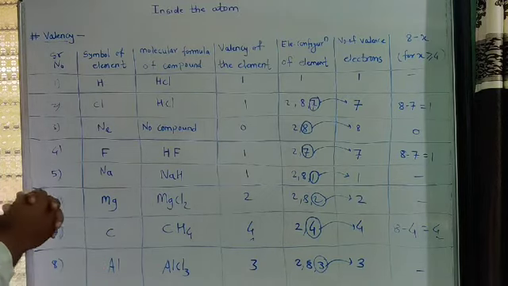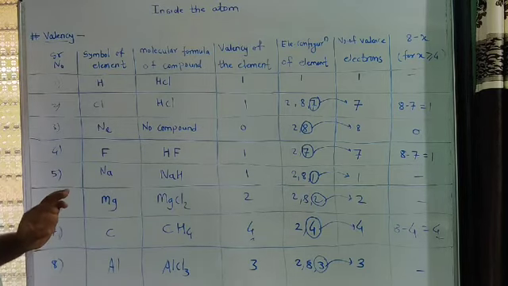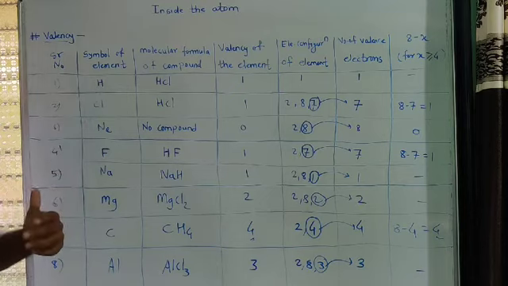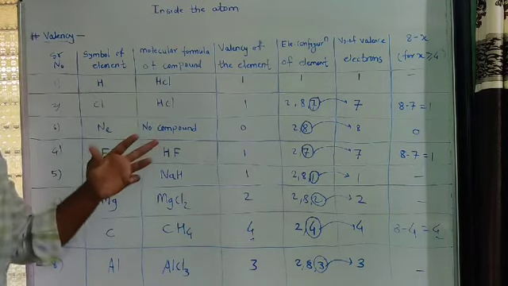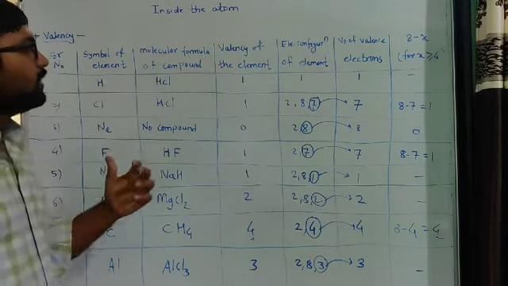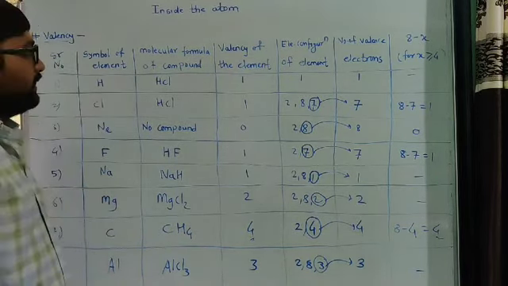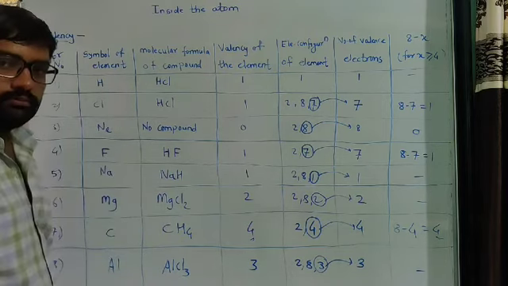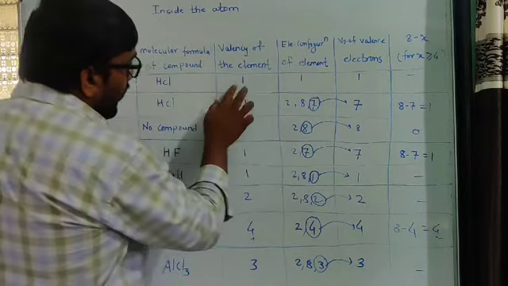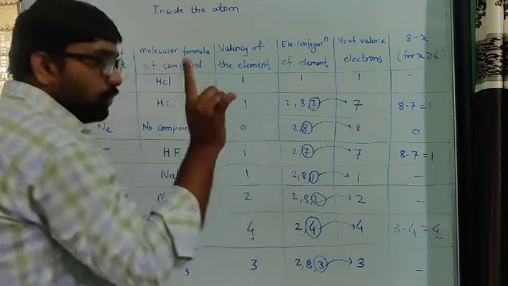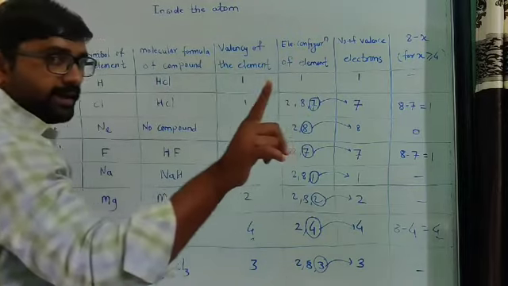So look, first is hydrogen. The symbol of hydrogen is H. The compound formed by hydrogen is HCl, hydrochloric acid. Only one electron is there in the hydrogen atom. So the valency of hydrogen is 1. Its electronic configuration is again 1.